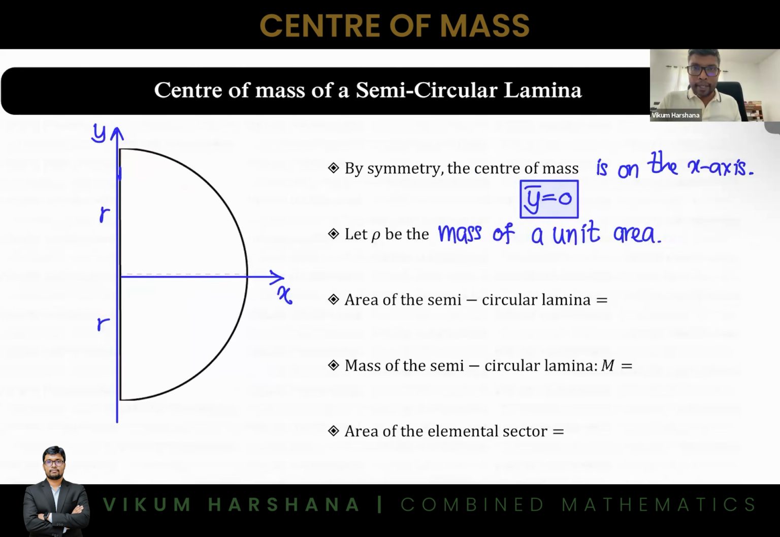Now let's finish the capital M part, the whole object mass, right? This is a semicircular lamina. Semicircular means half circle, right? What is the area of a circle? It's pi r squared. So half of a circle is half pi r squared. So the area of the semicircular lamina is half pi r squared. Now let's multiply that by rho, so that will convert the area into mass. So capital M is half pi r squared times rho. Very easy.